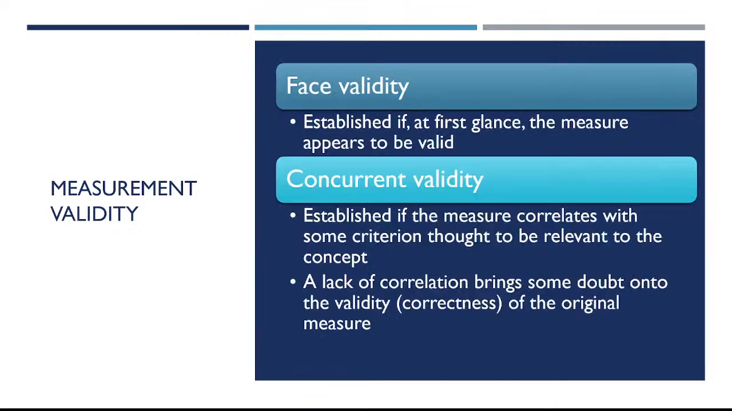So if I was to say, concurrent validity is probably the easiest one. Basically, your measurement correlates to some other criterion thought to be relevant to the concept. It's fairly easy to think of two concepts that should be measuring the same thing, right? Does that answer your question? Okay, perfect. Other questions?